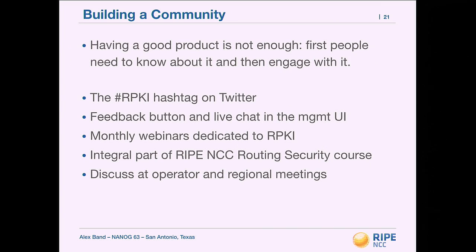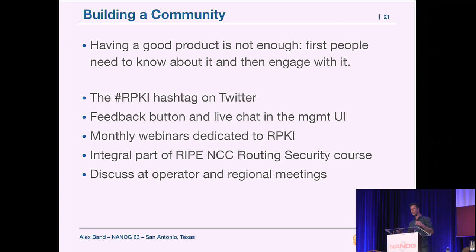Because we got to this point by gathering lots and lots of feedback. And we do that because all of this functionality is part of a routing security training course that the RIPE NCC does twice a month. We do monthly webinars where about 20 people sign up, and we talk them through the entire system and explain to them how all of this works. We talk about this at operator meetings and at regional meetings. We make sure that we use social media in a good way, because building a community like that really gives you the feedback to make all of these constant improvements.